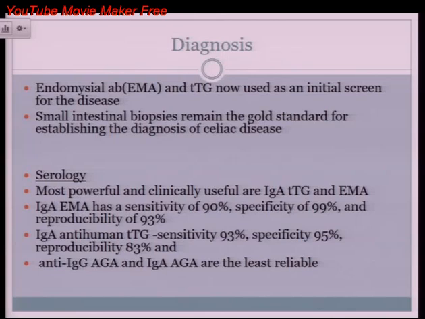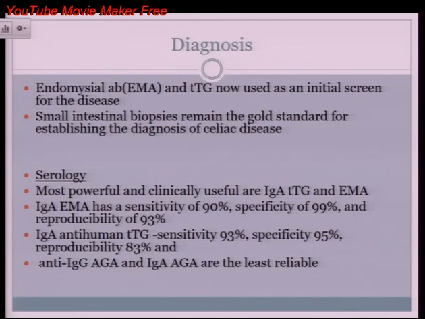So serology is very good for celiac disease. And I think that is one of the reasons that we are diagnosing more celiac nowadays. It's powerful and it's very clinically useful. So what we check is an IgA antibody, IgA TTG antibody, and IgA endomysial antibody. We don't do this on a regular basis, but this is what we check, IgA TTG.